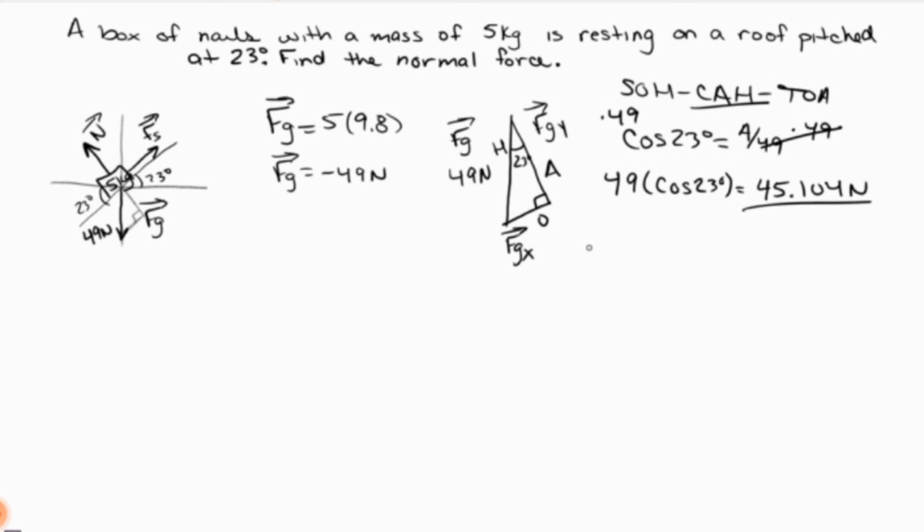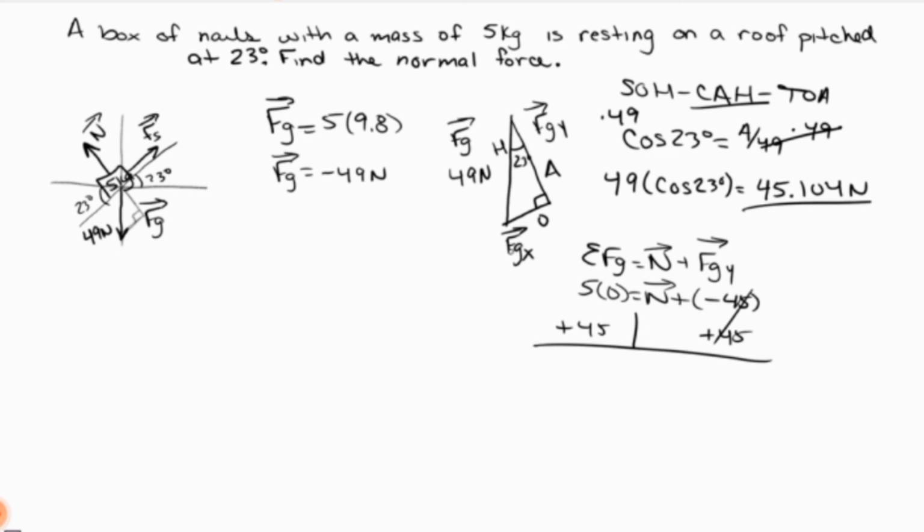Now we could do our force summation. Sigma F sub y equals normal force plus F sub g y. 5 times 0 equals normal force plus negative 45. Add 45 to both sides, and you get a normal force of 45 newtons.